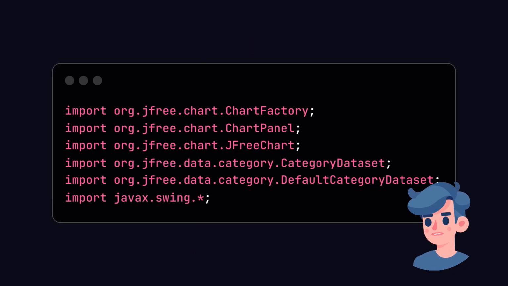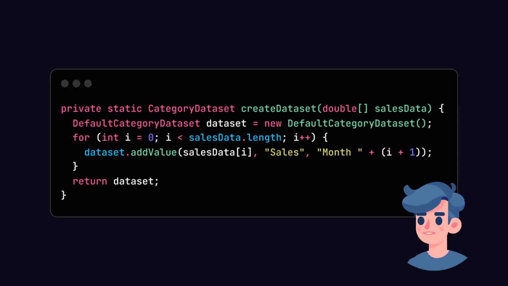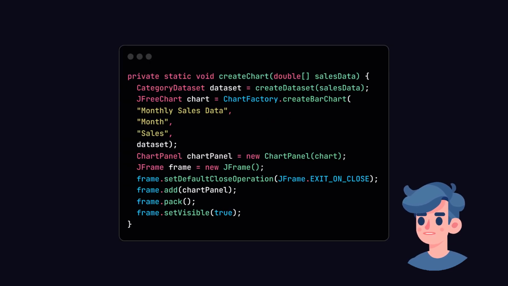Now that we have our basic statistics, let's visualize our sales data using JFreeChart. In this step, we'll create a bar chart to represent our sales data. To create a dataset for our chart, we need to define a method that creates a category dataset object. Let's include that now. Now let's create a method to display the chart.